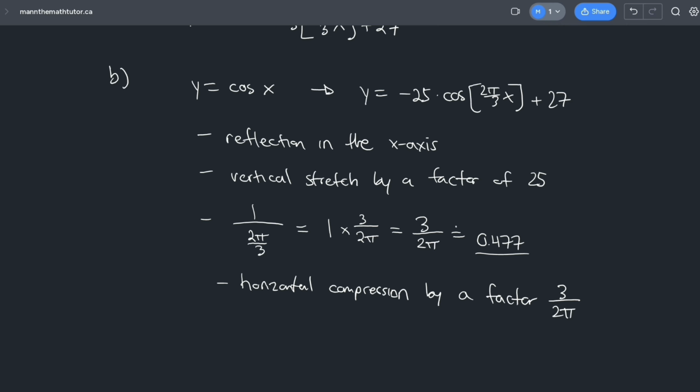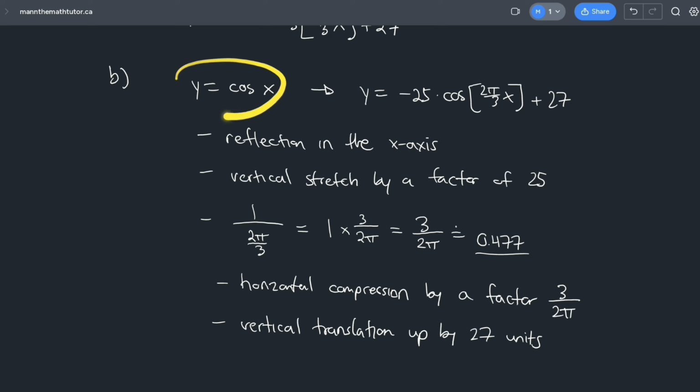And lastly, we have a vertical shift, or vertical translation rather, same thing, up by 27 units. All right, and there you have it, part B, all the transformations that you would need to go from a base cosine graph to our transformed graph over here.